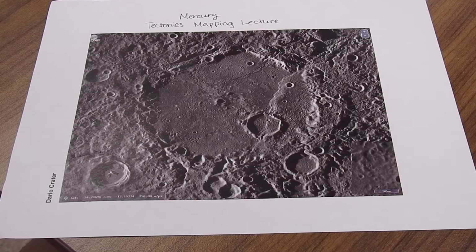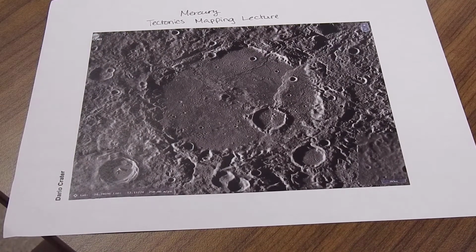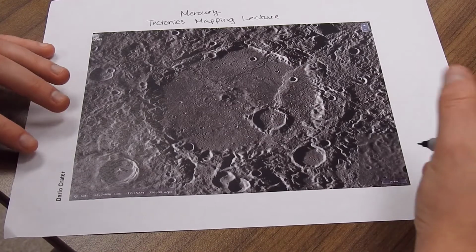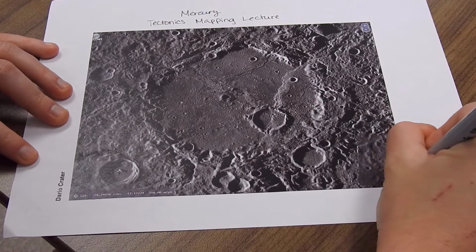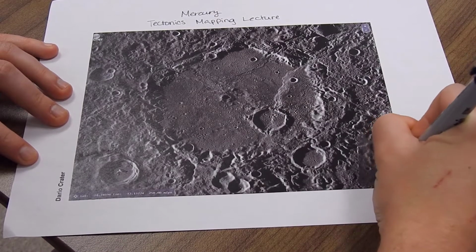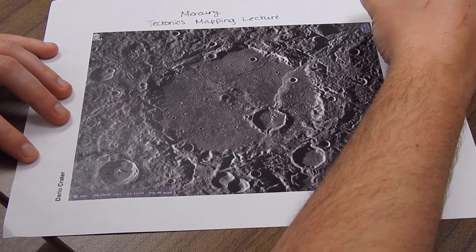We're going to look at Dario crater on Mercury. That's the map you have here. So if you have a packet at home, go ahead and pull that out. You've got a scale bar down in this corner where this is 20 kilometers and north is up.